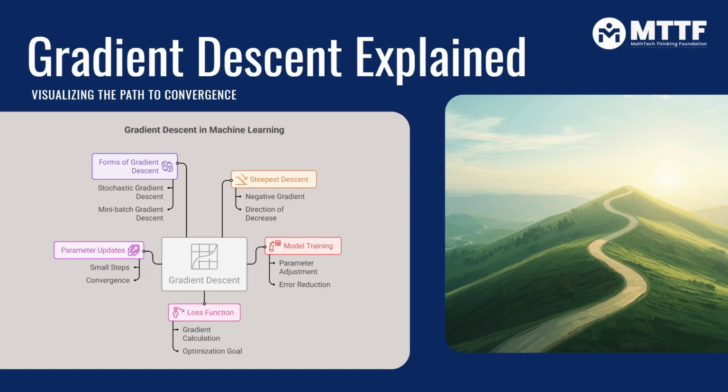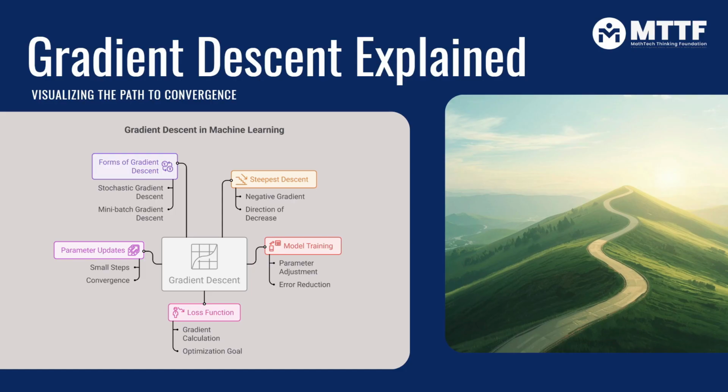There are different forms of gradient descent. First is batch gradient descent, which uses the entire dataset. Second is stochastic gradient descent, which updates parameters using one data point at a time. Third is mini-batch gradient descent, which balances speed and stability. During parameter updates, model weights are adjusted step by step in the opposite direction of the gradient. Each step brings the model closer to optimal performance.